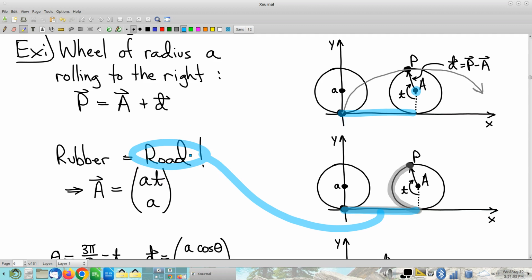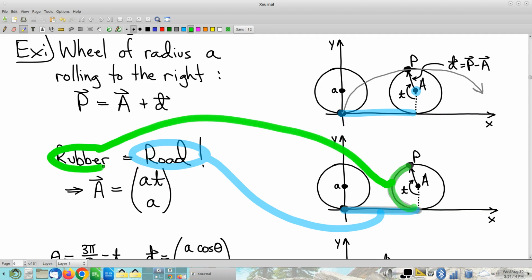And now I appeal to physical intuition: the amount of road that has touched rubber has to equal the amount of rubber that has touched road. That's how wheels work, right? I hope y'all got some physical intuition for that. If you're not entirely comfortable with that, you can talk to me after class. I'll draw some pictures or something. But the amount of rubber that's touched road and the amount of road that's touched rubber have to be the same.